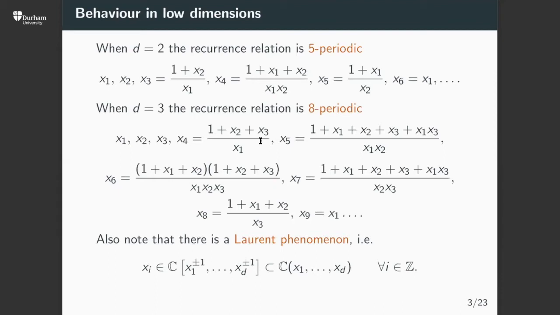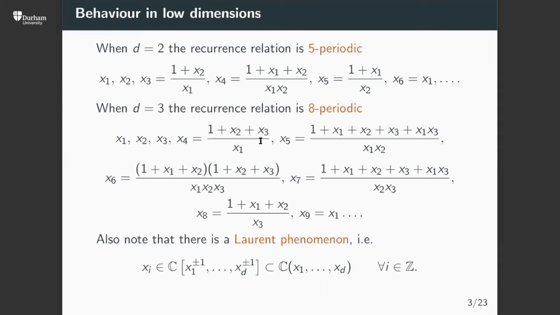And so you might think now, okay, that's d is 2 and d is 3, and what happens when d is 4 or more? Unfortunately, the sequence is crazy for higher d's. It's not periodic anymore, and it doesn't have this nice Laurent phenomenon. All of these nice properties of these sequences break down as soon as you go beyond the d equals 3 case.